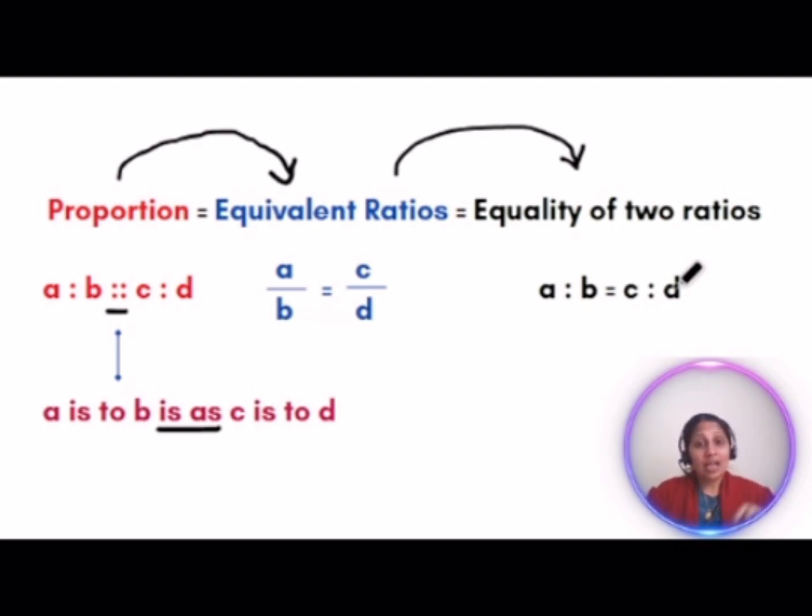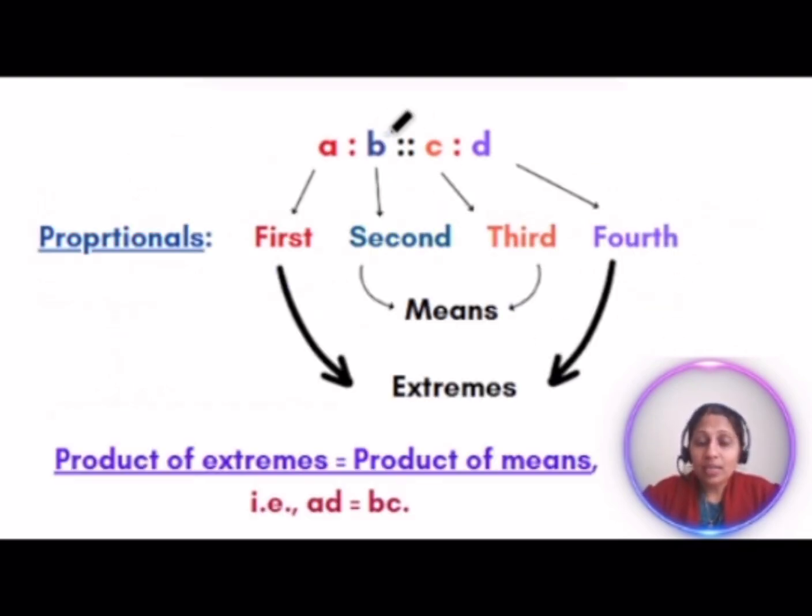Now, let's understand the different terms involved in the proportion. Say for example, A:B :: C:D. This is how we generally write it. This A is called the first proportional, B is the second proportional, C is the third proportional and D is the fourth proportional. Sometimes they will ask you to find the third proportional or the second proportional. How do we find that? Using the pattern that is followed in our proportion.